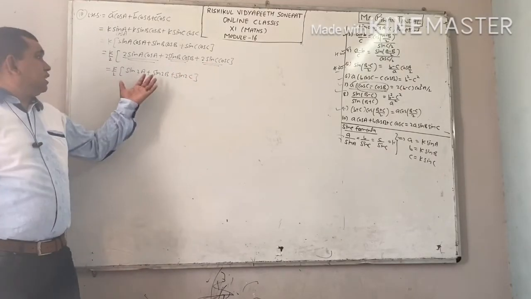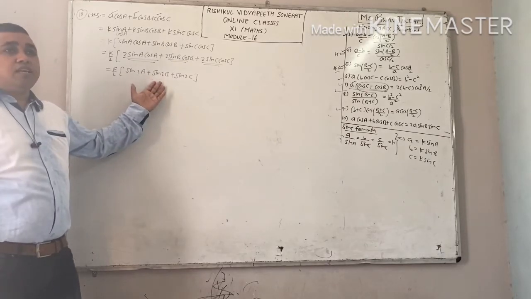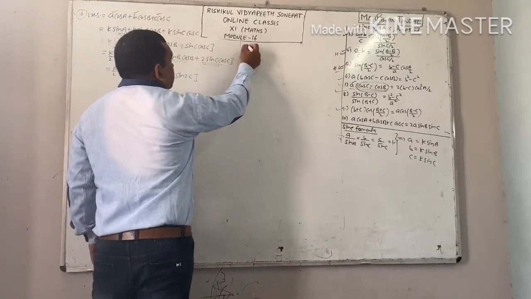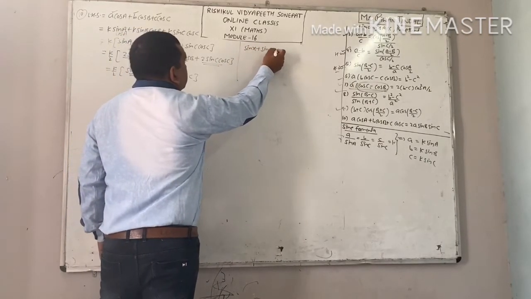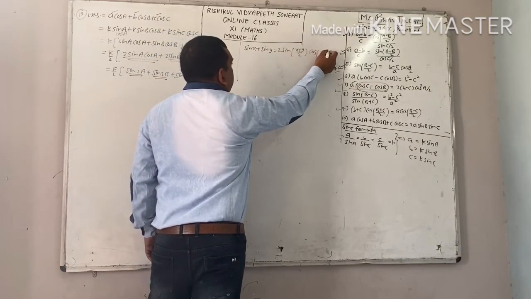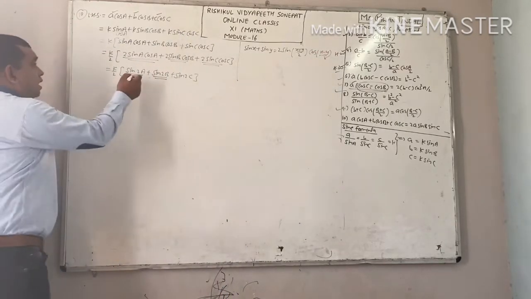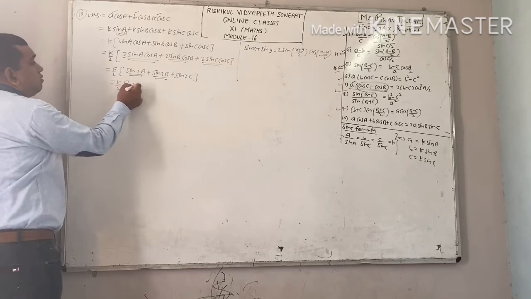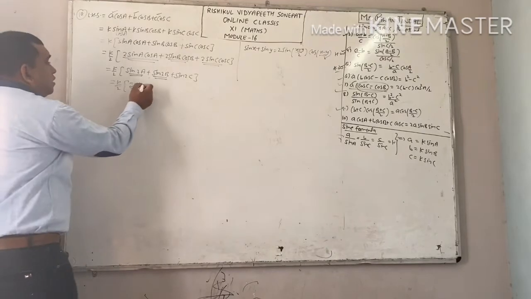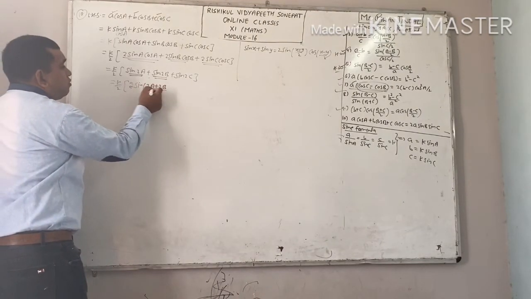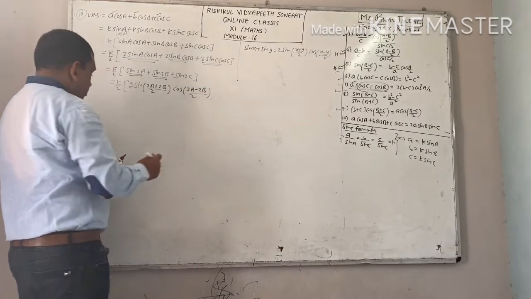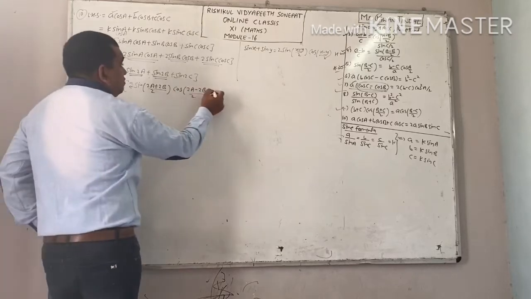Now see here, same concept, we will apply the formula on the two terms of sin plus sin. You know the formula: sin x plus sin y is equal to 2 sin of (x plus y) by 2 into cos of (x minus y) by 2. Apply it. K by 2, this is your 2 sin of (2A plus 2B) by 2 into cos of (2A minus 2B) by 2. Right? Plus sin 2C.